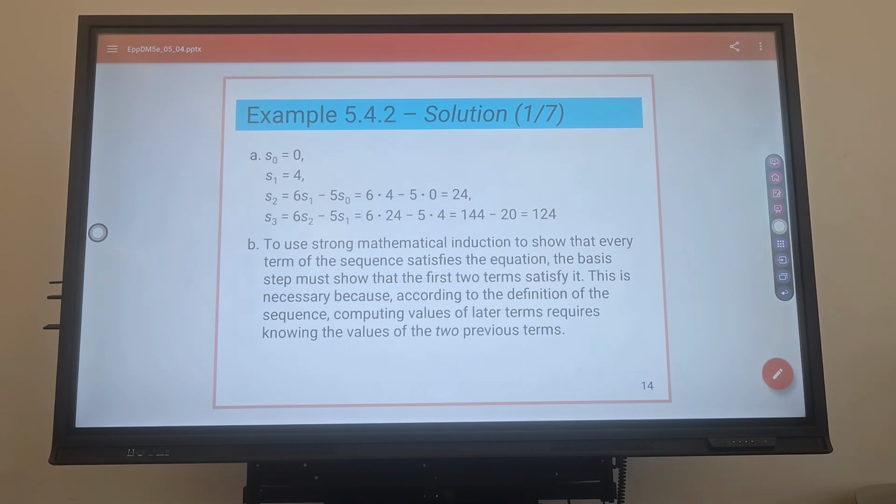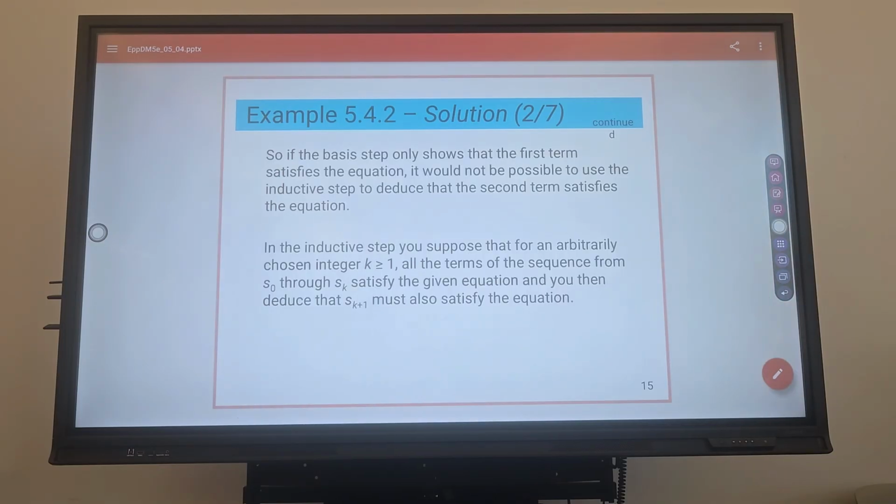Use strong mathematical induction to show that every term of the sequence satisfies the equation. The basis step shows the first 2 terms satisfy it. This is necessary because, according to the definition, computing values of the later terms requires knowing the values of the 2 previous terms. So if the basis step only shows that the first term satisfies the equation, it would not be possible to use the inductive step to deduce that the second term satisfies the equation.